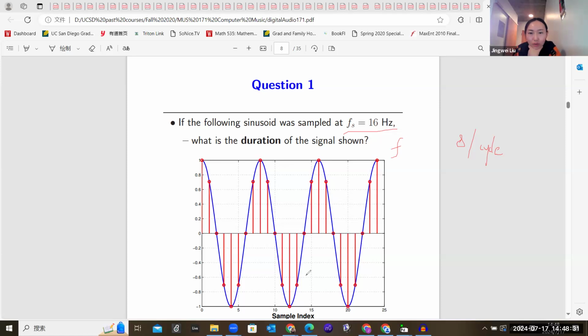Let me see, how should I explain this? Actually, 16 points represent 2 cycles here, right? Which means every second it goes through 2 cycles, which means the frequency should be 0.5 Hertz. Okay. Maybe I'm calculating too quick here. But let me see, how should I explain this?